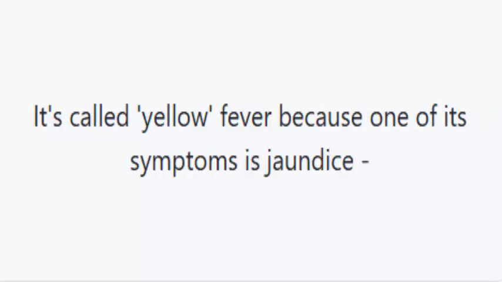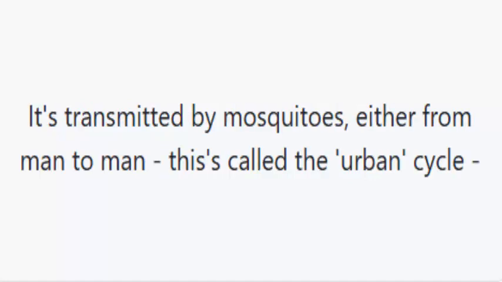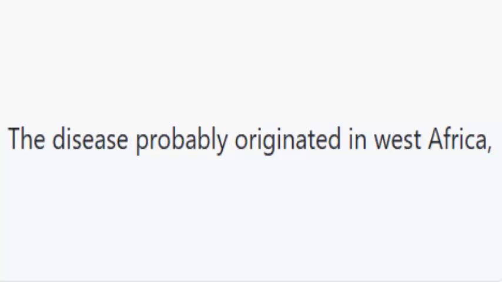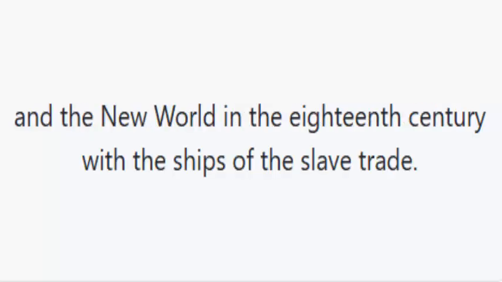It's called yellow fever because one of its symptoms is jaundice, a yellowish color that the skin takes on because of liver damage. It's transmitted by mosquitoes, either from man to man, this is called the urban cycle, or from monkey to man, this is called the sylvatic or jungle cycle. The disease probably originated in West Africa, and it was carried from there to the West Indies and the New World in the 18th century with the ships of the slave trade.